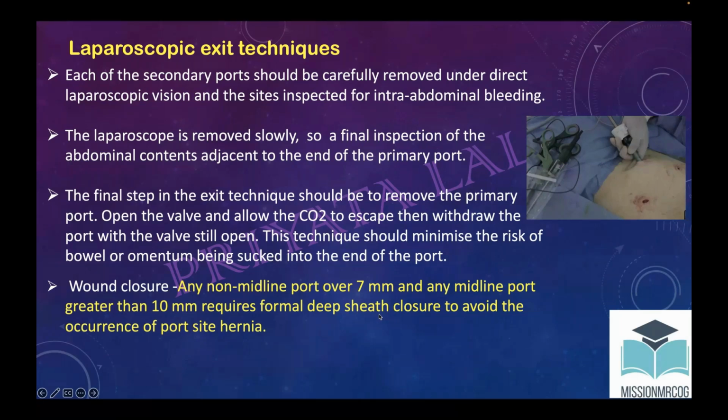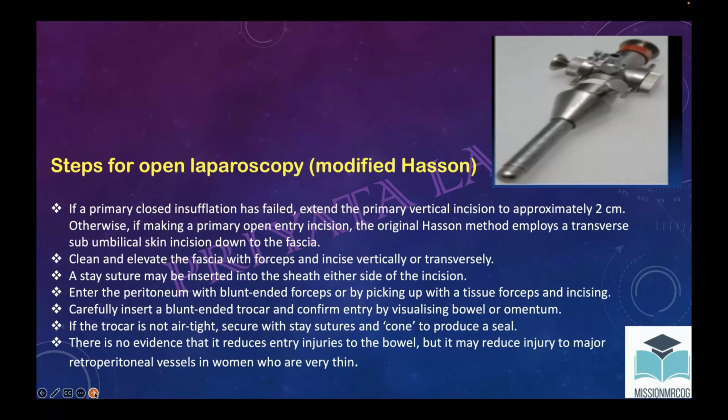Now this can also come, that is the open Hassan technique or modified Hassan technique. If the closed entry is done, and if two attempts of the Veress needle entry have failed, then the second option will be the open technique only. So in this, the incision is made at the umbilicus. After that, they will make a skin incision and cut down to the fascia.